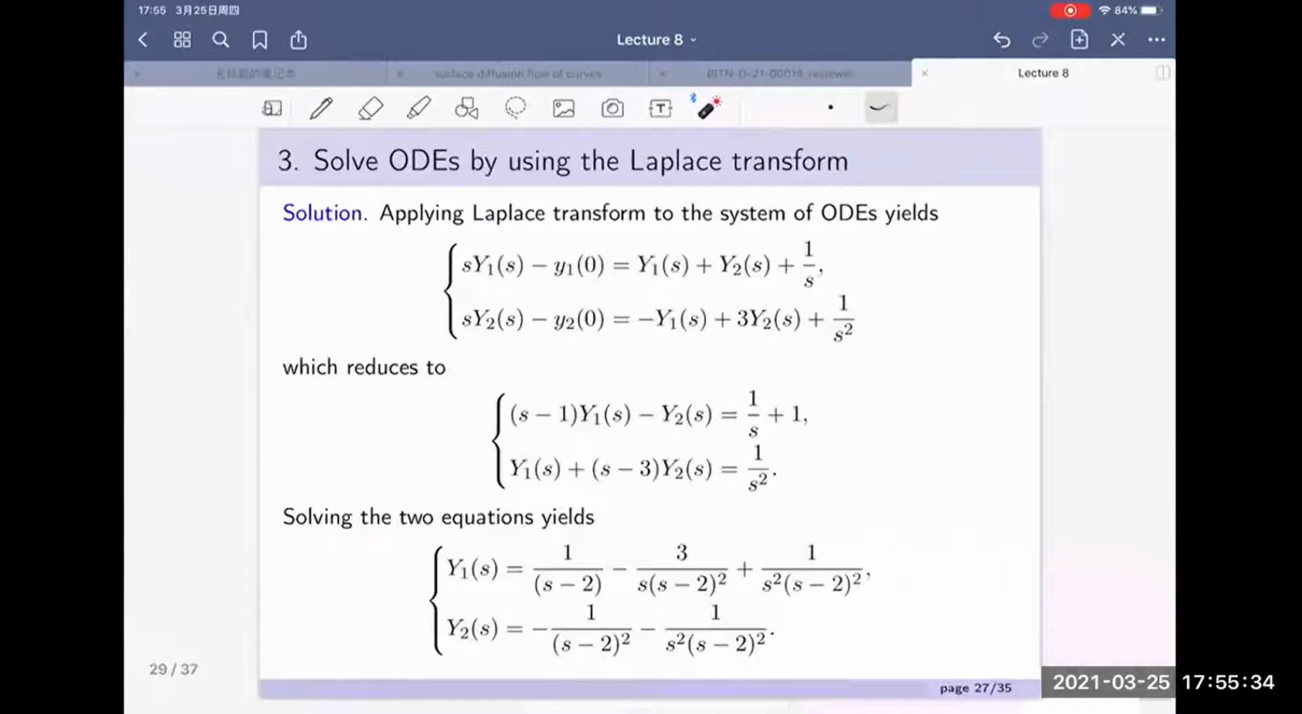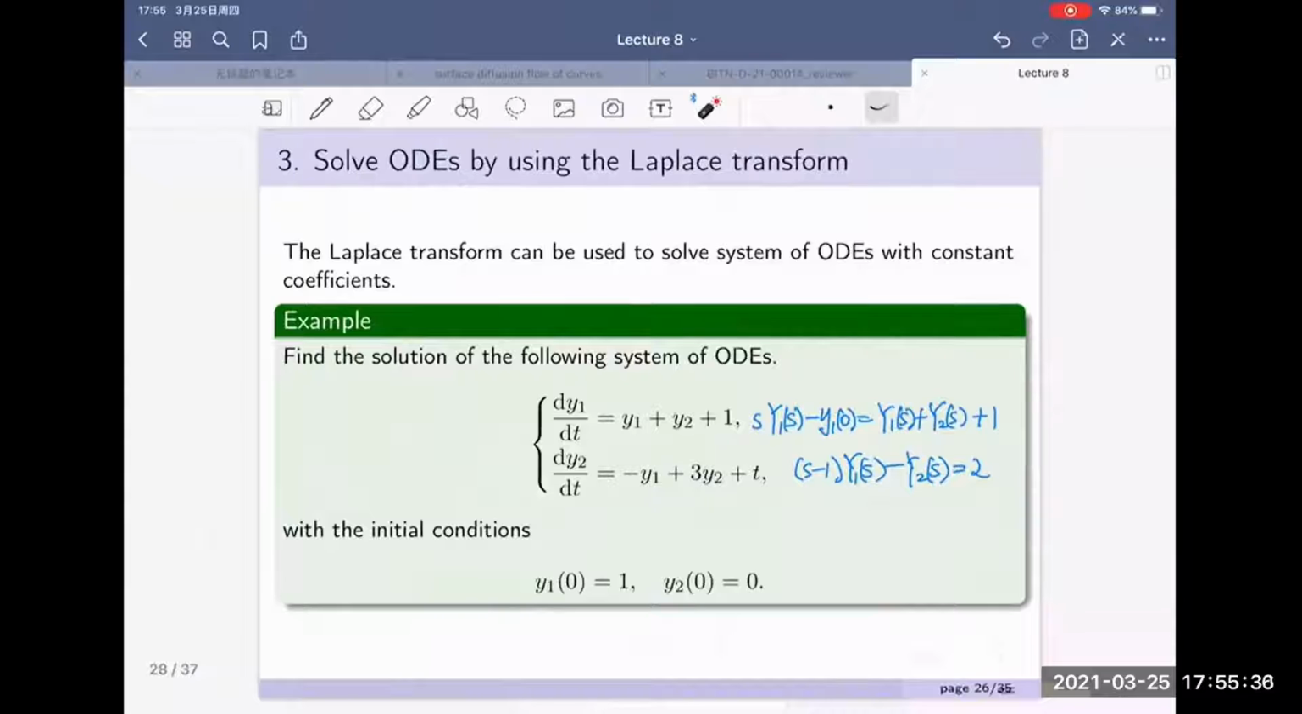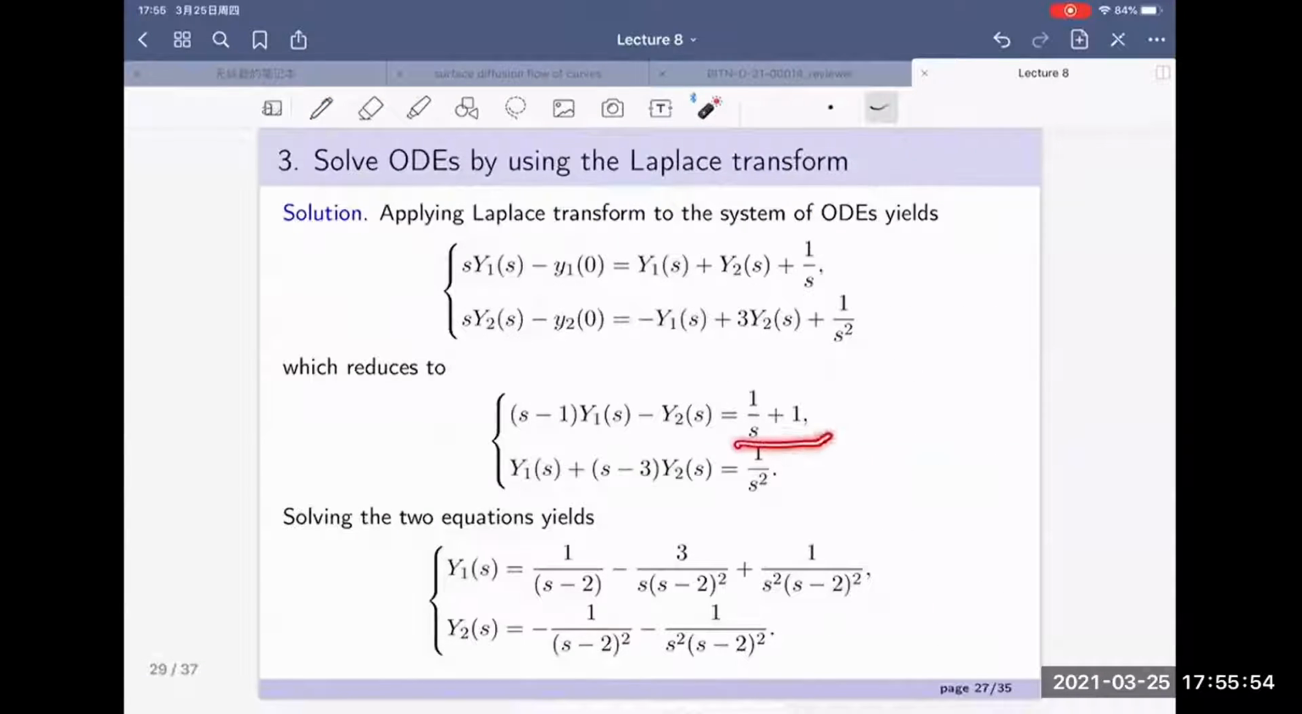So anyway, Laplace transform of 1 is not 1. Laplace transform of 1 is 1 over s. Okay, so this is not 2. This is 1 over s plus 1. Okay. Then that's why you have 1 over s plus 1. Okay. So anyway, this is not important.